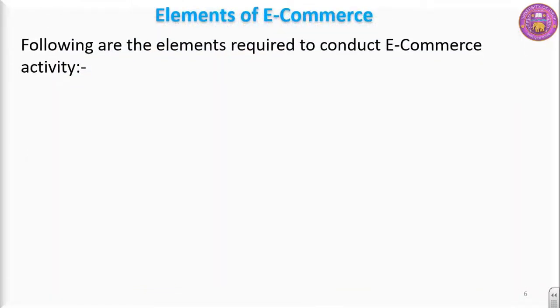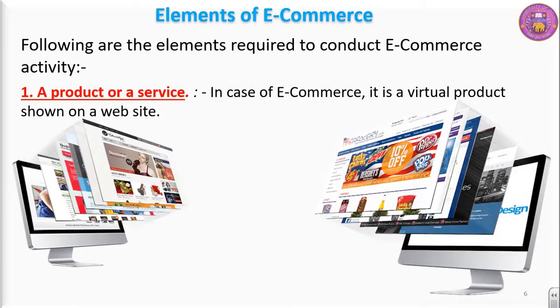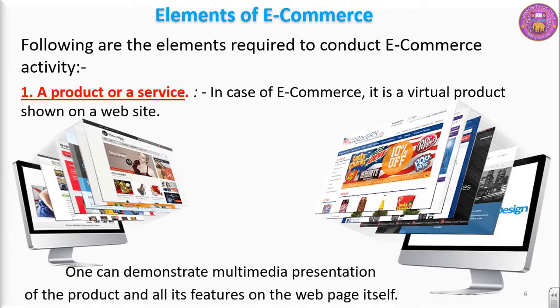Following are the elements required to conduct e-commerce activity. In simple terms, what are the things which are required so that e-commerce can take place? All those things are termed as elements, or we can call them parts of e-commerce. The first thing is we must have a product or service. In case of e-commerce, it is a virtual product shown on a website. There has to be some product or service which we intend to sell. One can demonstrate a multimedia presentation of the product and all its features on the web page itself.